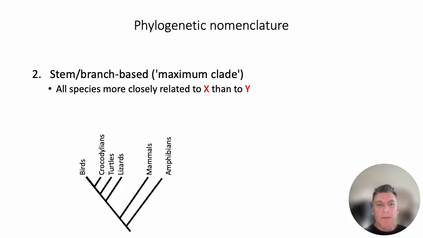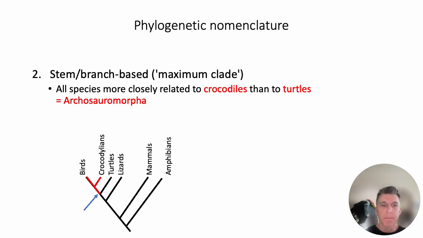All right, the stem or branch-based style of name, also called a maximum clade name. This takes the form of all species more closely related to X than to Y. Again, where X and Y are taxa. Let's look at an example. All species more closely related to crocodiles than to turtles is a definition of the name Archosauromorpha.